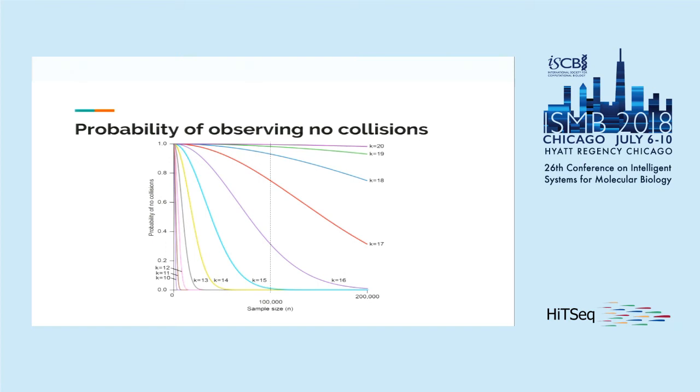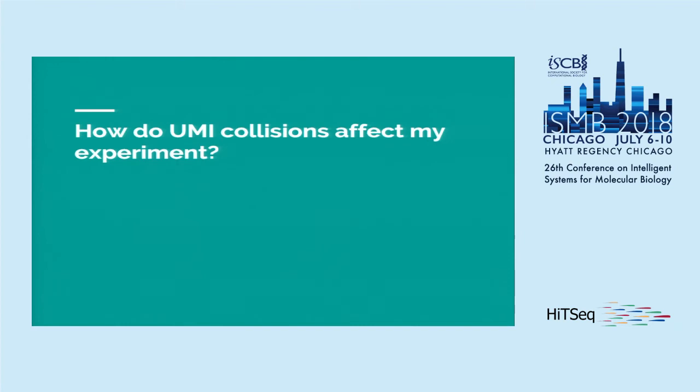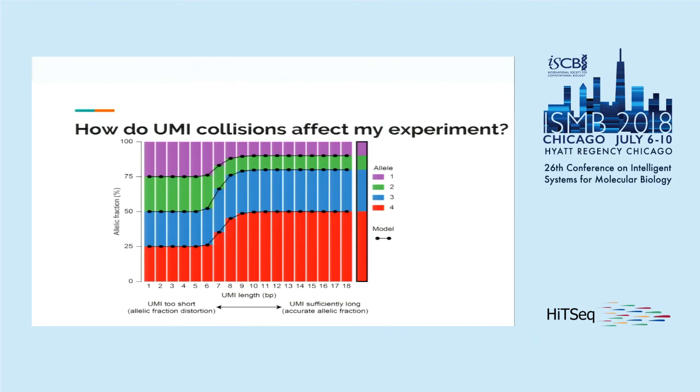And so we were talking with biologists, and they were like, okay, we can maybe tolerate a small number of collisions, but what we really care about is how it affects my allele frequency. How does it affect my experimental outcome? And so for this, we return to this plot here. And here I've added two things. First of all, here is our model prediction. We were really excited to see that our model prediction exactly correlates with our simulated samples.